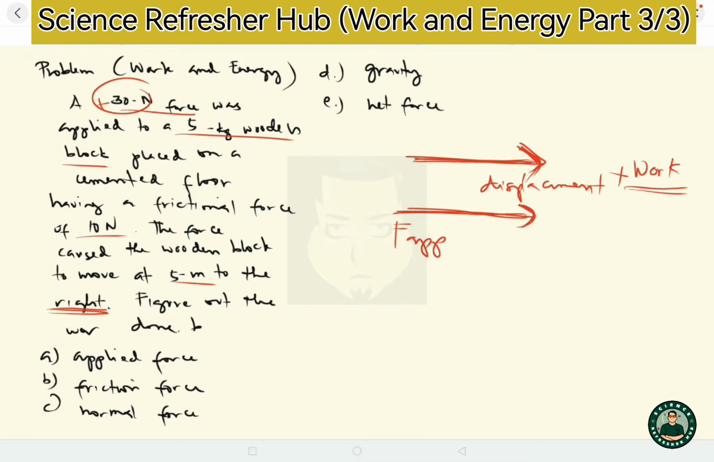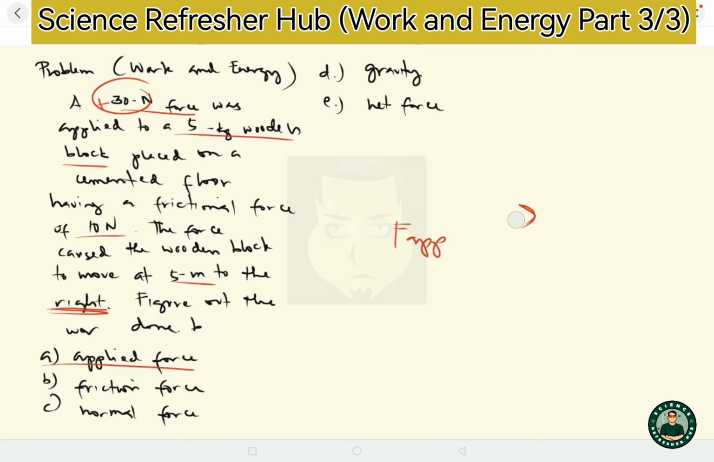Okay, so let's try to figure out the work done by the applied force to the wooden block. Okay, so let's do it now. We will be expecting to have a positive answer because our applied force and the displacement of the wooden object have the same direction, going to the right. So let's have our given first.